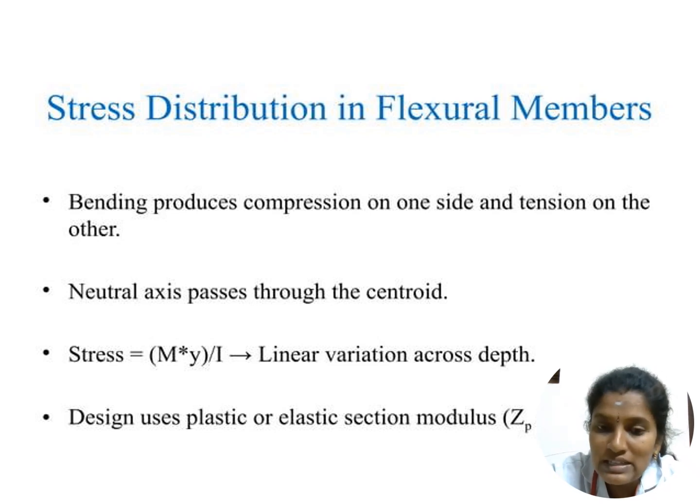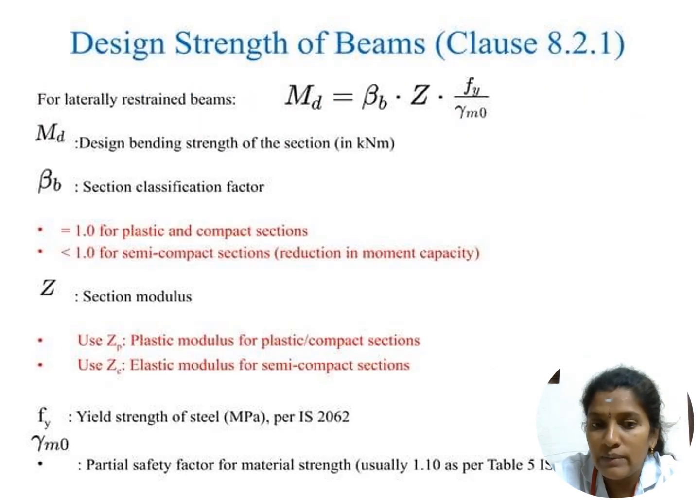So here it is a linear variation across the depth. This will be a major consideration, and the design uses the plastic section modulus or elastic section modulus, that is called ZP. So this will be the stress distribution, and we have some design procedure here. Initially, what will be the design procedure if it is taken as a laterally restrained beam?